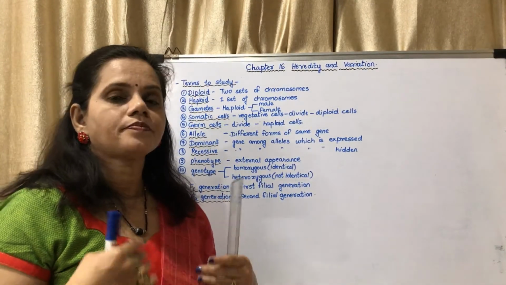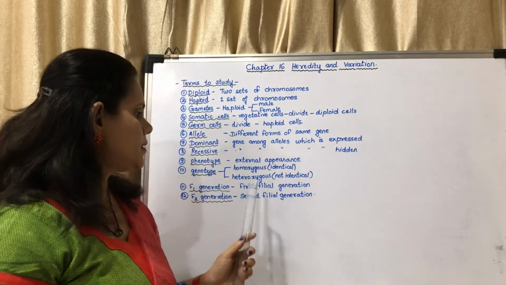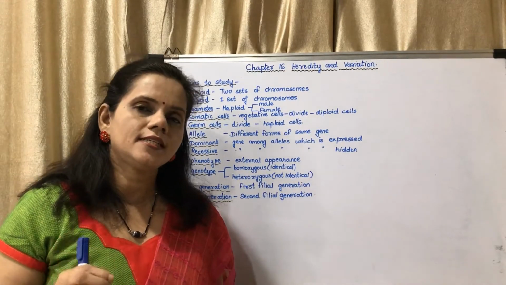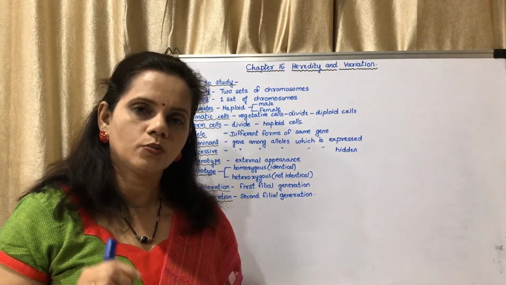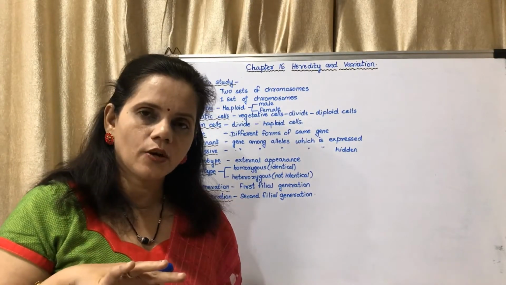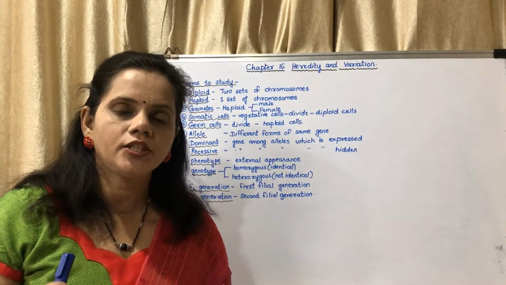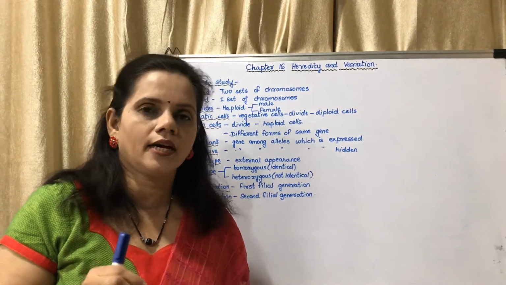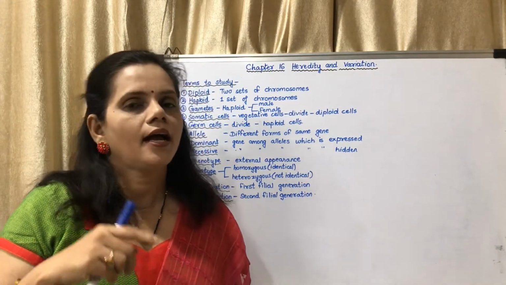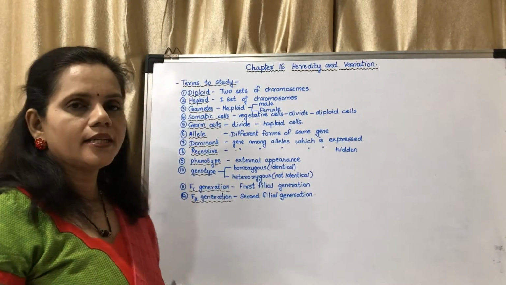Genotype means the genetic makeup, that is, whether it is homozygous or heterozygous. If both the genes are the same, then it is said to be homozygous. If both the genes are not identical, they are different, one is dominant and the other is recessive, then it is said to be heterozygous. I repeat, if both are dominant or both are recessive, then it is homozygous. If one is dominant and the other is recessive, then it is heterozygous. That is said to be the genotype.